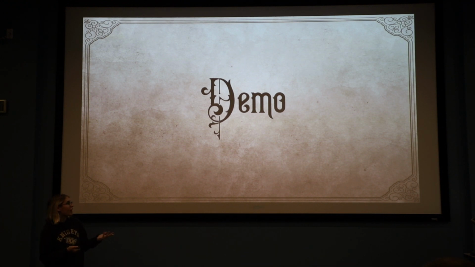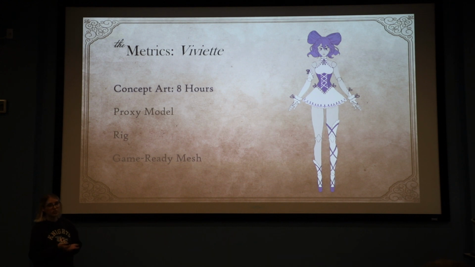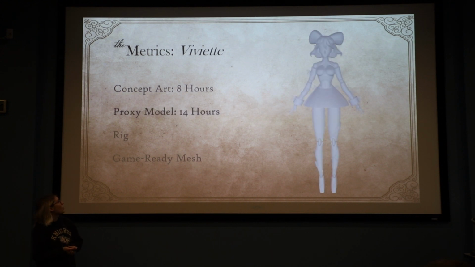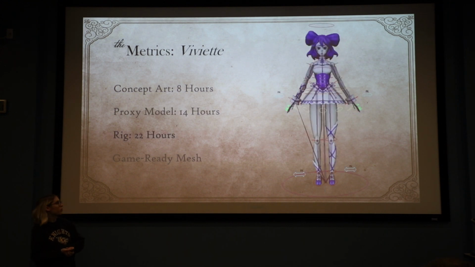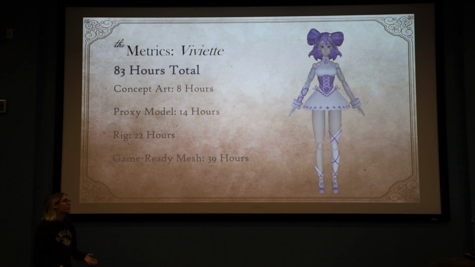Going into our actual metrics for our game, first with our character Viviette, the main doll, our concept art took our artist 8 hours, the proxy model took 14, her rig 22, and then her game ready mesh was 39 hours, making overall 83 hours for our main character.